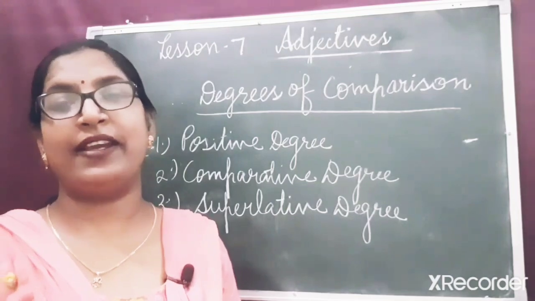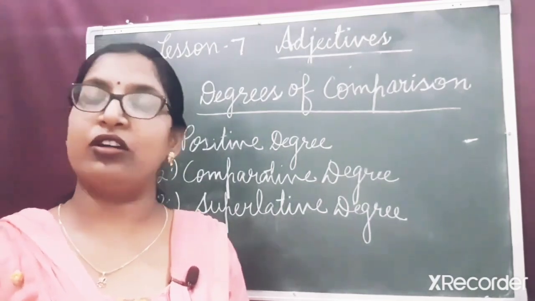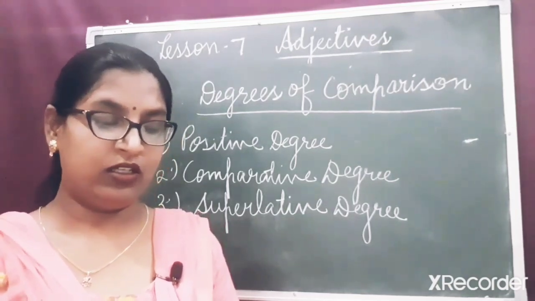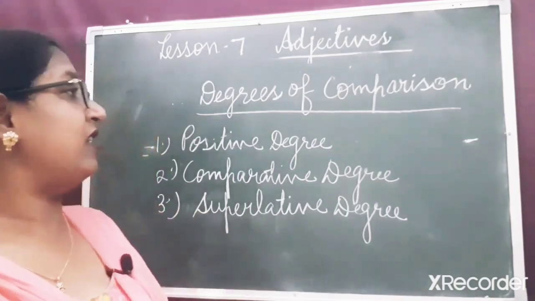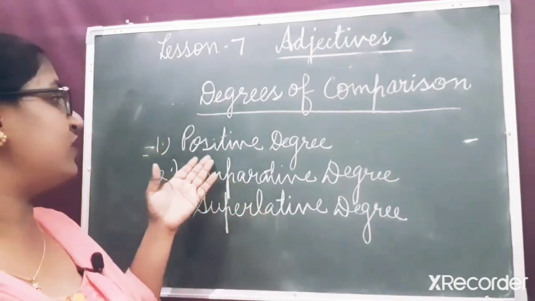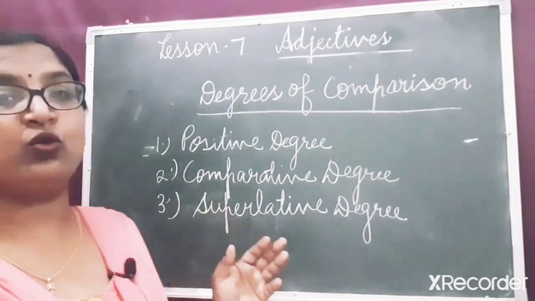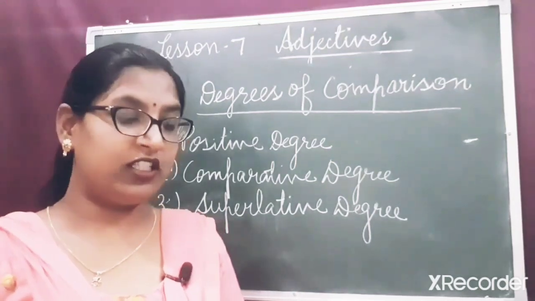Comparison means comparing between persons or things, making comparison. Now, the 3 degrees of comparison are as follows. The first one is positive degree, comparative degree and superlative degree. What is a positive degree?